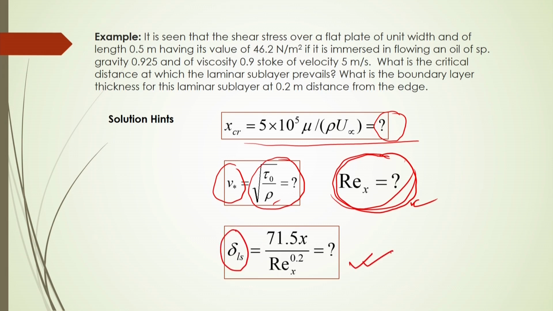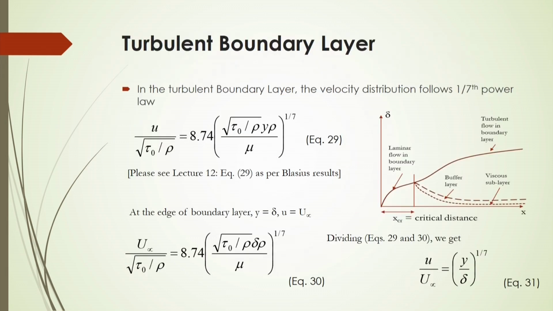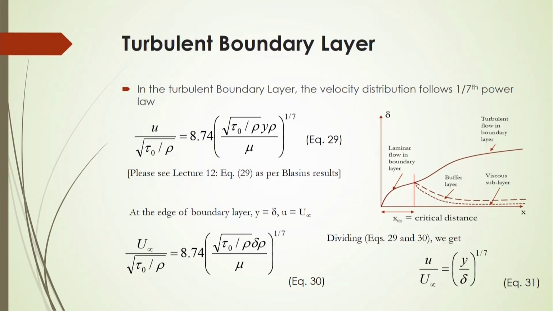Now, let us consider the turbulent boundary layer: how to calculate the turbulent boundary layer profile as well as the boundary layer thickness at this turbulent condition. Since we observed in the previous lecture that the velocity distribution in this turbulent condition follows the 1/7th power law.